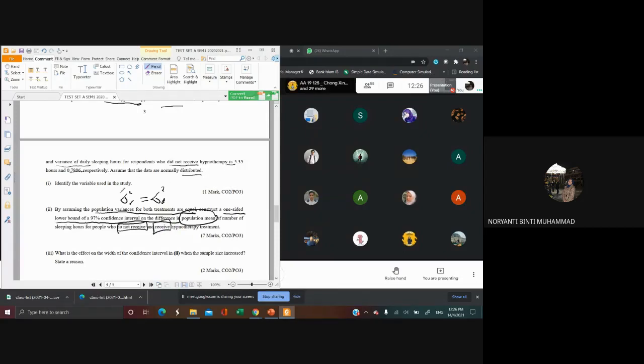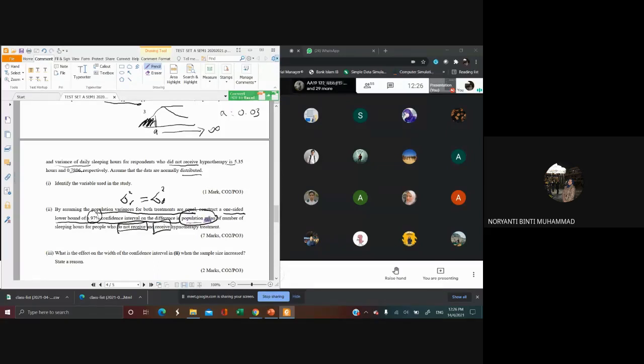First, you know this. From this, you know that the question asks you for two population means. And then you look here, one-sided lower bound. When they say lower bound, it's the left side. That means you calculate from here until here, which is infinity. One-sided only, alpha should not be divided by 2. So from here, what is your alpha? Alpha is 0.03.